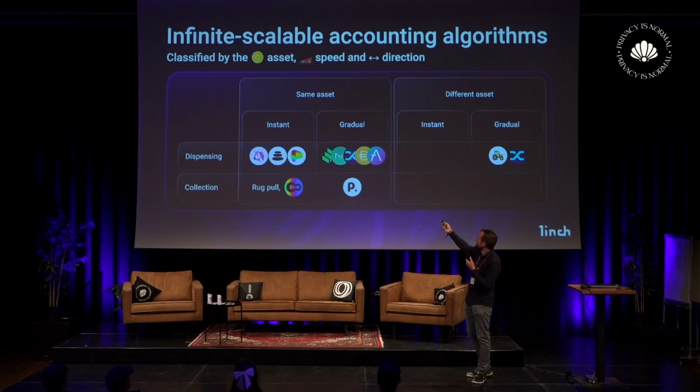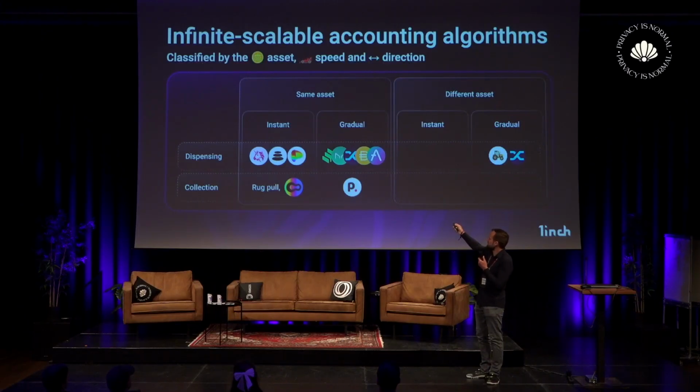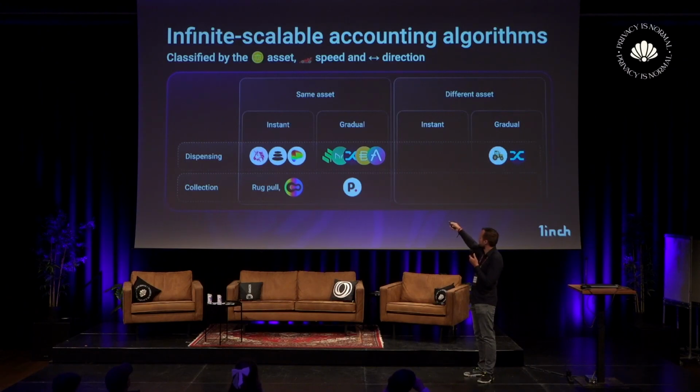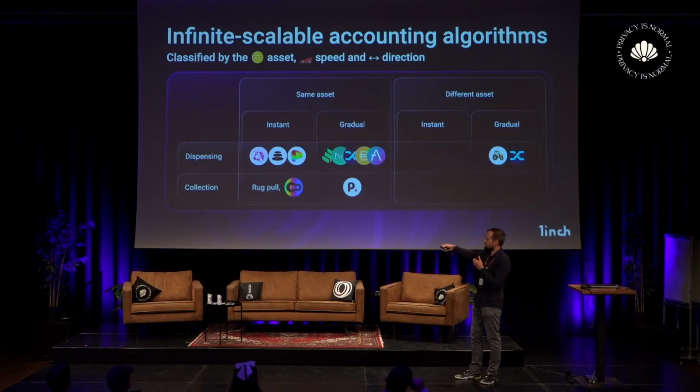So you can see same asset instant dispersing. It's basically AMMs and many other AMMs. Here are just the most popular ones. For example, same asset gradual dispensing. You can see it's Compound, MakerDAO, Synthetix, DAI savings rate, Aave. So they are dispensing values even if it's debt. They are dispensing debts to borrowers, and they are dispensing values, positive values, to those who provide liquidity.